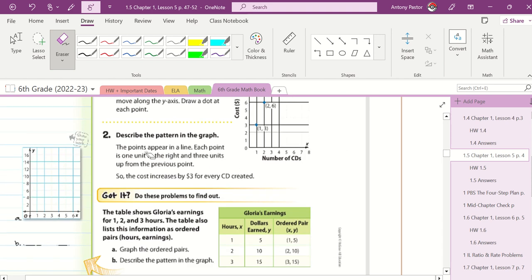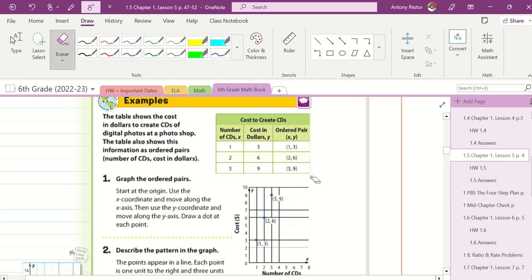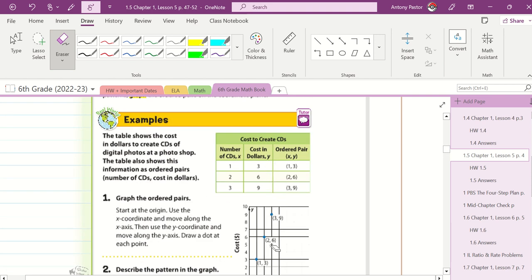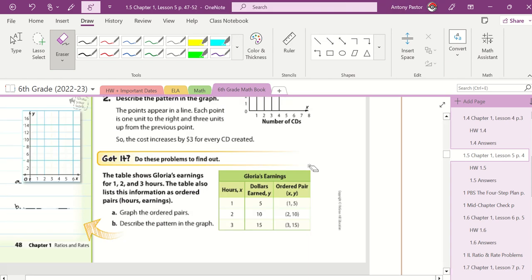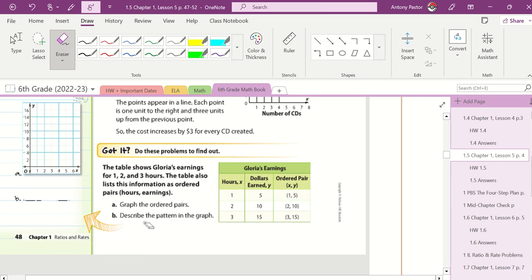Describe the pattern in the graph. The points appear in a line. Each point is 1 unit to the right and 3 units up from the previous point. So if the cost increases by $3 for every CD created, as we talked about, every CD is $3 more. So your graph is just going to keep going straight over to the right and up.